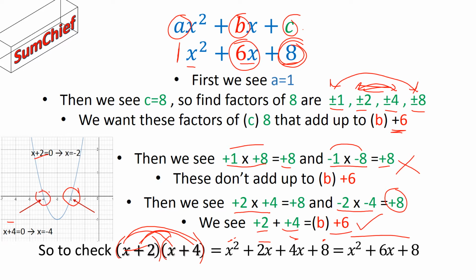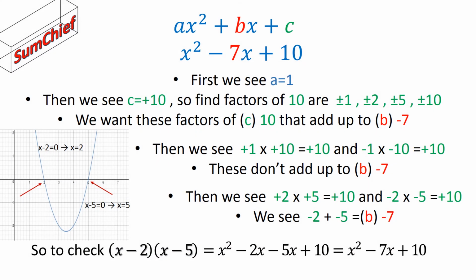So basically we've worked out by factoring that when we've got x plus 2 times x plus 4, our graph will intercept the x-axis at minus 4 and minus 2. So that's great. Okay, let's try another example.